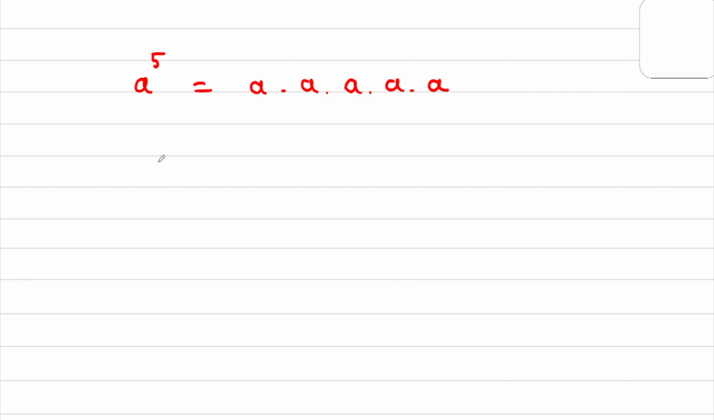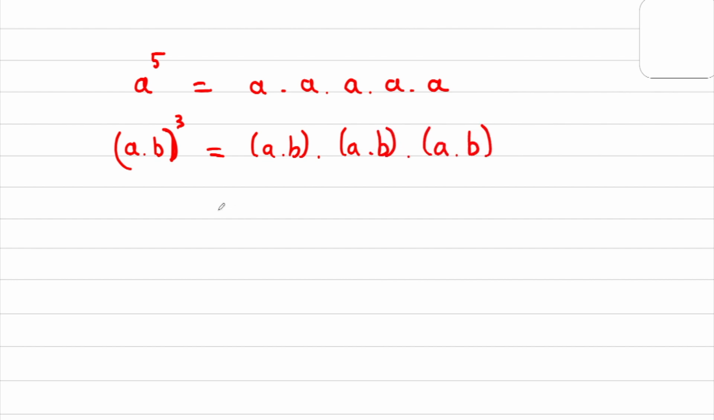If the base number is a product, how can you work it out? For example, you got (A times B) to the power of 3, like this. For this kind of writing, you will have A times B inside the bracket and 3 outside. It means you will have 3 times of A times B multiplied by this writing. And after that, you can break the bracket.